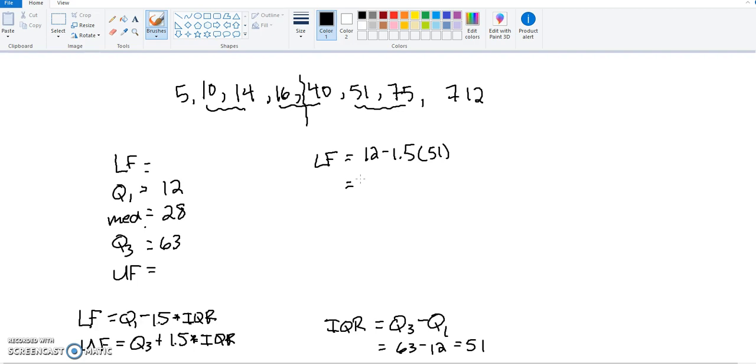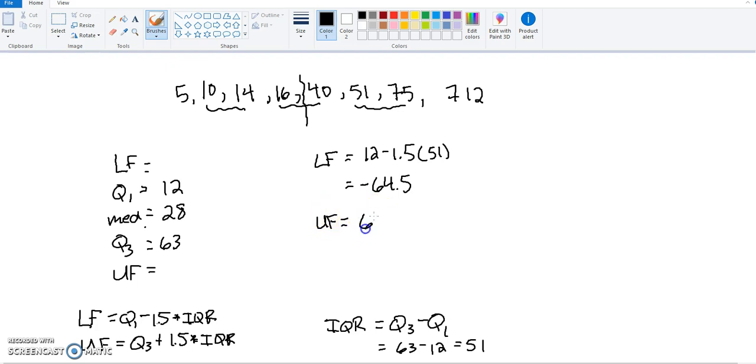12 minus 1.5 times 51. So that is negative 64.5. So we don't have any. The reason this is important is that if a number is outside the lower or upper fence, it's technically considered an outlier. That's how we determine it mathematically.